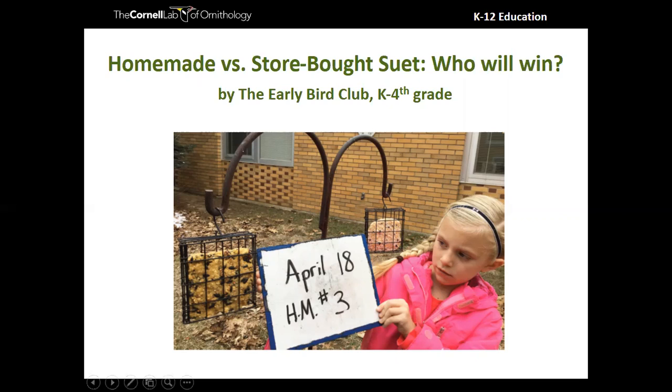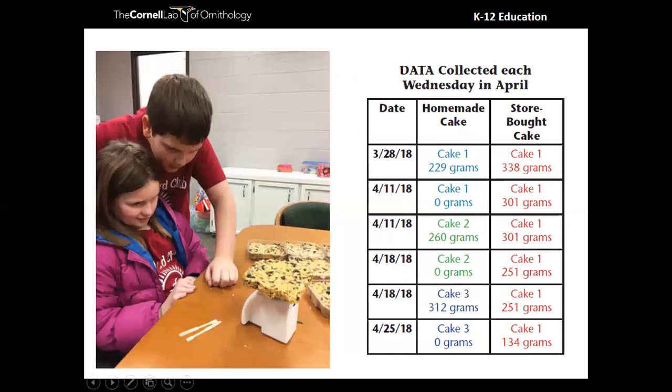Hunter and Julie and Lisa all suggest using mass. And Allison, yeah, you guys are all on top of it. And the Early Bird Club agreed with you. That's exactly what they did. So they used the mass of their suet cakes.